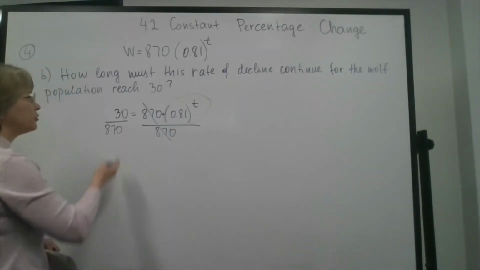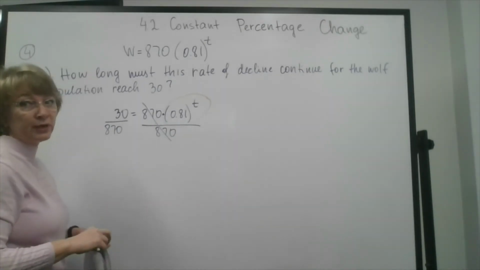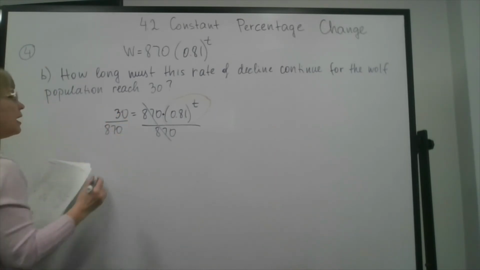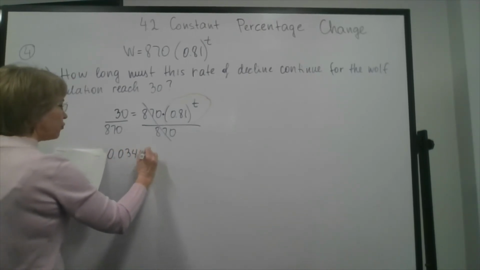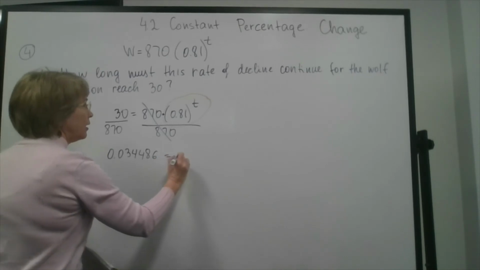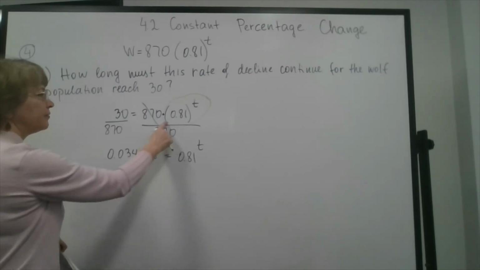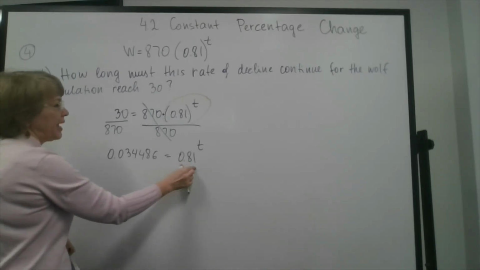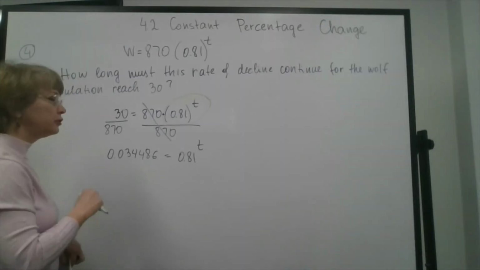I personally like fractions and I keep fractions. Many students do not like fractions, so they write down a long number in this case. If you divide 30 by 870, the number will be 0.034486. You have to keep at least 6 decimal places, equal to 0.81 to the t power. I don't need this parenthesis anymore on this line. What do you see? We have the base to the exponent on one side. So we are ready to take a logarithm of both sides.